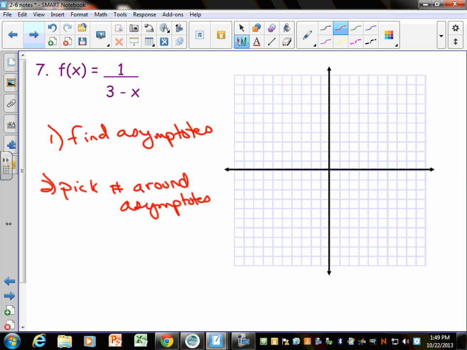So what is my vertical asymptote on this one? 3 minus x equals 0. x equals 3. Agree with me on that? You do the work, but it's just 3. What about my horizontal asymptote? The numerator has no x, the denominator has an x. So the numerator is less than the denominator, so my horizontal asymptote is y equals 0. Don't be afraid to say the answer. All the cool kids do.